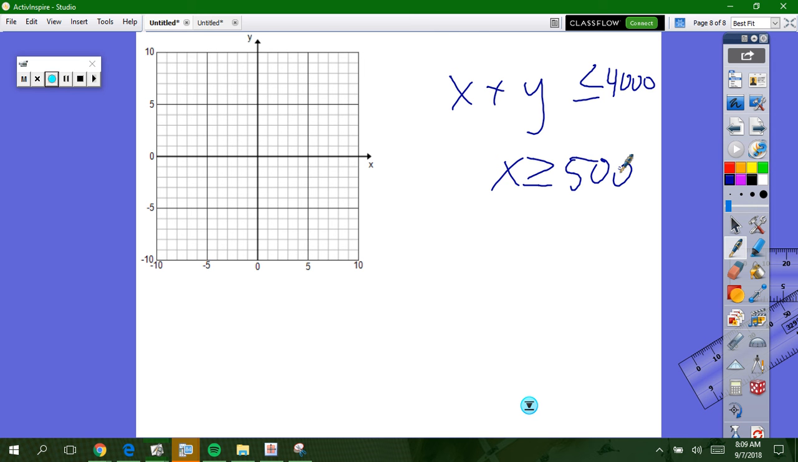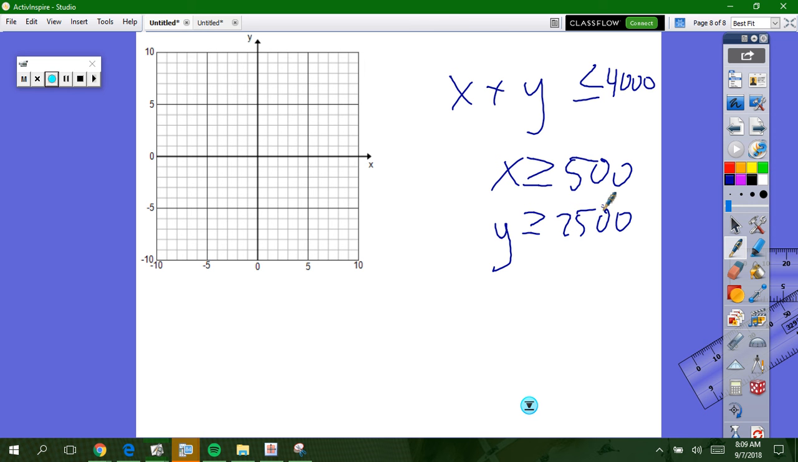Everybody with me there? Okay. What about that 8%? What did he talk about? That he wanted at least what? 2,500. So our Y has to be greater or equal to 2,500. Okay? Is everybody there with me?